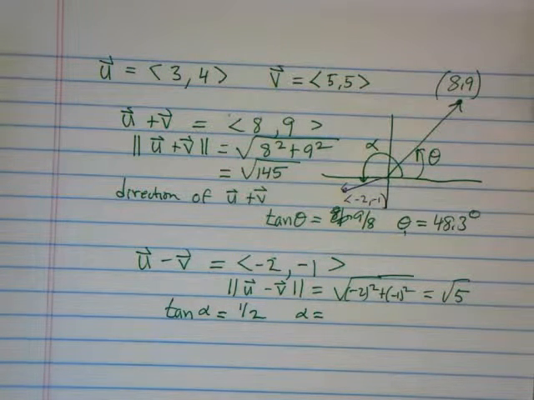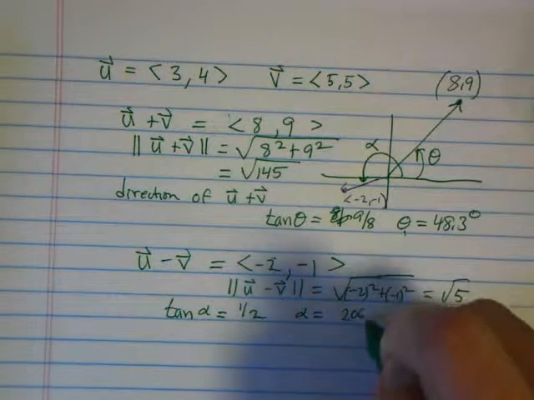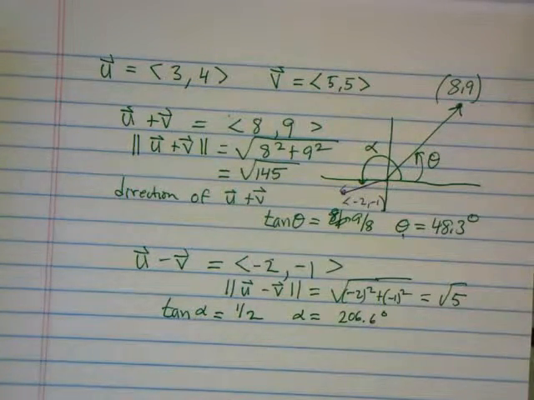I have to add 180. So you do have to be careful. Again, when you use that tangent inverse button on your calculator, it's always going to give you an answer in quadrant 1 or 4. If your vector is in quadrant 2 or 3, you have to add 180 degrees. So plus 180, I get 206. I guess I should call it 206.6 degrees.